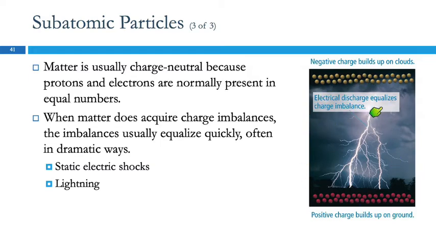So here's a lightning strike. Because of some things that clouds do, you can get a negative charge that builds up on the clouds. And that can result in a positive charge building up on the ground. And the lightning strike is equalizing. Some lightning strikes come from the top down and others come from the ground up.